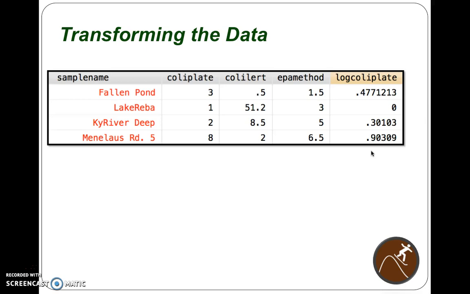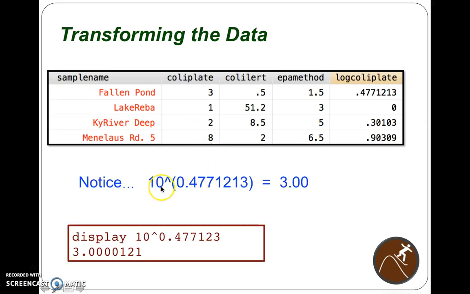1,000 is log 10. It would be 3 for log 10. So if you want to back calculate these on your own, you could go into Excel and hit equals 10 caret sign in parentheses, put in 0.477 for this log, and it'll tell you that 10 to the log base 10 value equals 3. In Stata, you can type in the command display, type in your mathematical equation, and then hit enter, and it'll tell you that our answer is 3.